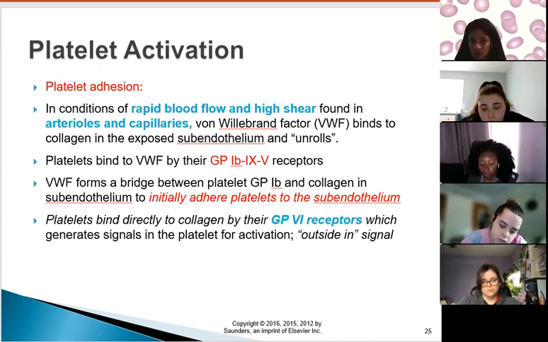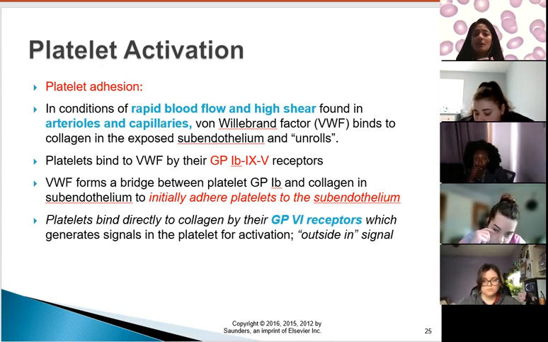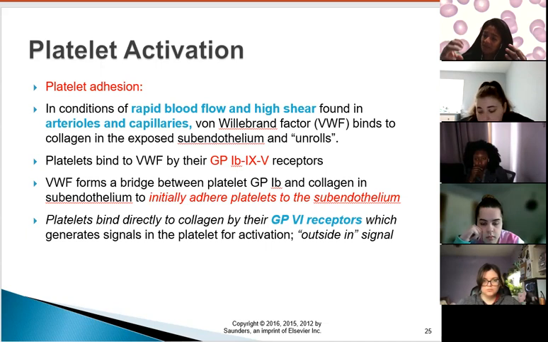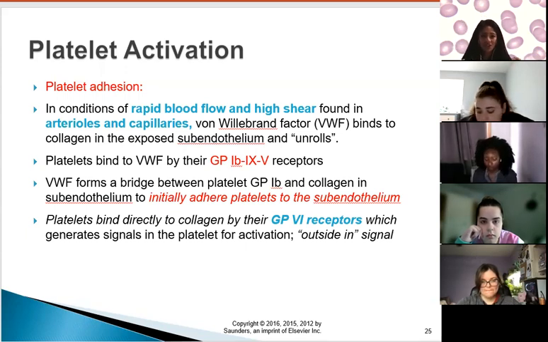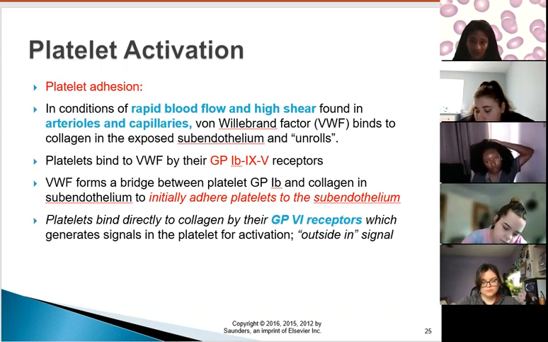So in high blood pressure, high shear stress in blood flow, in arterioles and capillaries, von Willebrand's factor binds to collagen in the exposed subendothelium, and then it unrolls. Now, what happens is that von Willebrand's factor is a protein that is circulating kind of like a little ball, okay? It looks like a ball. It circulates through the system. But then when it's called to the site of action, it goes to where it needs to go, and then it opens up, okay? So when it unrolls, it exposes its receptors, okay? So von Willebrand factor comes, it binds to collagen in the subendothelium, and it opens, okay?